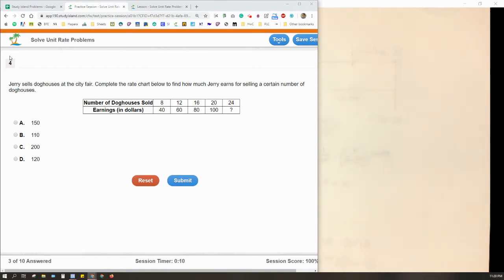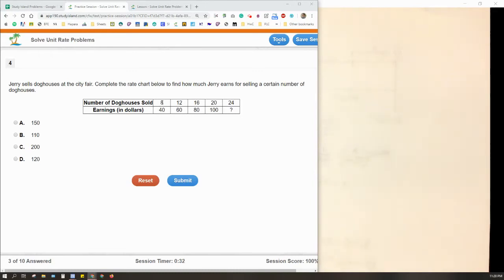Number 4, Jerry sells dog houses at the city fair. Complete the rate chart below to find how much Jerry earns for selling a certain number of dog houses. So let's take a look at this rate chart. The number of dog houses sold is the top row, and the earnings in dollars, that's how much money he makes, is the bottom row.